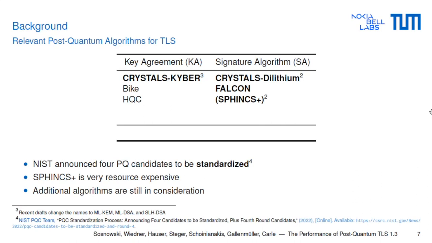And we always compare them to the state of the art we're using right now, which is elliptic curve Diffie-Hellman for the key agreement and RSA for the digital signatures. Okay, let's get to some results.